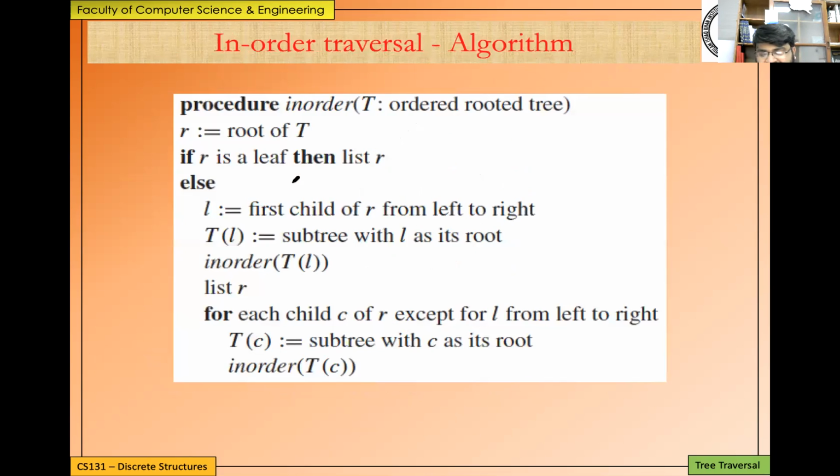So the procedure is exactly simple. If R is a leaf, then we simply list R. Otherwise, we get the first child of R from left to right. We get the subtree. We perform the in order first. Then we actually list the R, and then for each remaining child C of R, except for the leftmost child, from left to right, we determine its subtree, and then we perform in order on top of it again. And like I said, this is a recursive function. You can see two recursive calls that are being made for in order traversal.